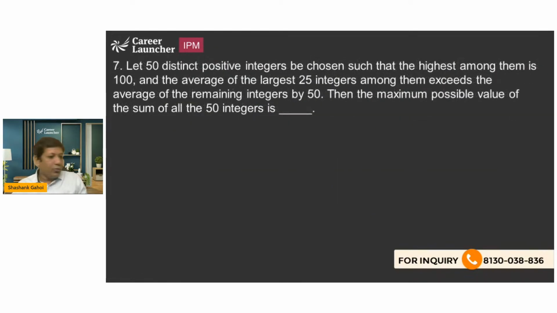Now let's move on to the next one. What does it say? There are 50 distinct positive integers to be chosen such that the highest among them is 100, and the average of the largest 25 integers among them exceeds the average of the remaining integers by 50. The maximum possible value of the sum.